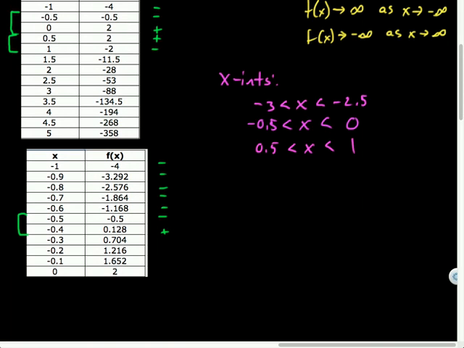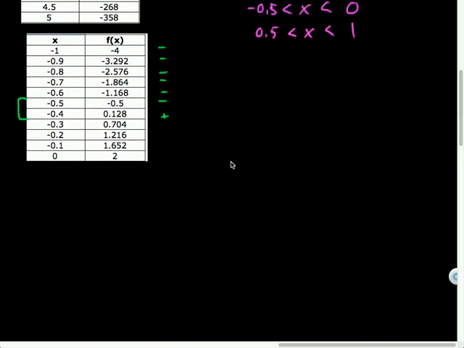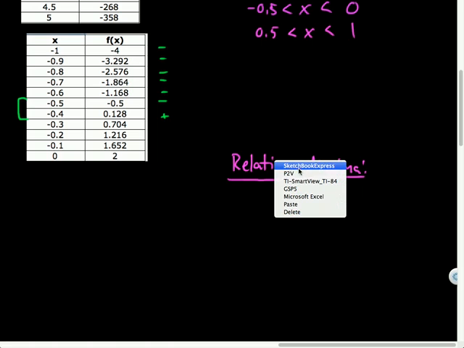Let's find maximum. Relative maxima. Which, by the way, maxima is just plural for maximum. Relative is saying, like, within the proximity of that point, it's bigger than all of the other ones around it. Okay?